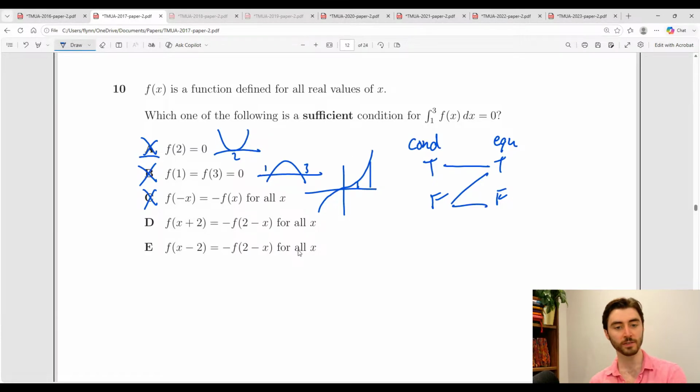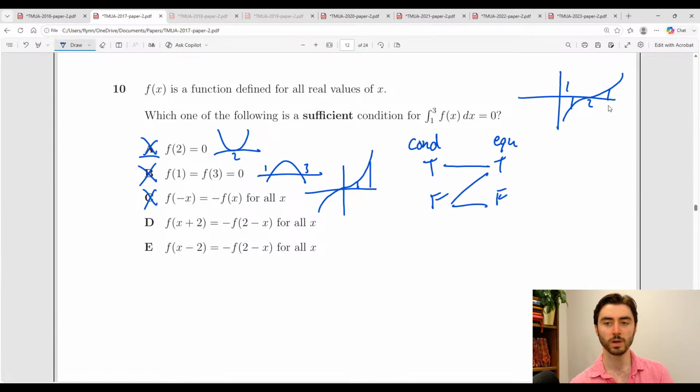Now, this is where stuff gets a little bit fun. And this gets harder specifically because of what these conditions mean for the graphs. But in this case, it's sort of this even and odd idea. In order for this thing to be 0, we would want it to be symmetric about x equals 2, because then between 1 and 3, that would cancel out perfectly. So in other words, we want f of x minus 2 to be the negative of f of 2 minus x, which is that times the minus 1.